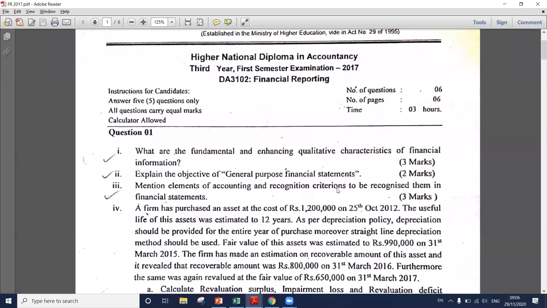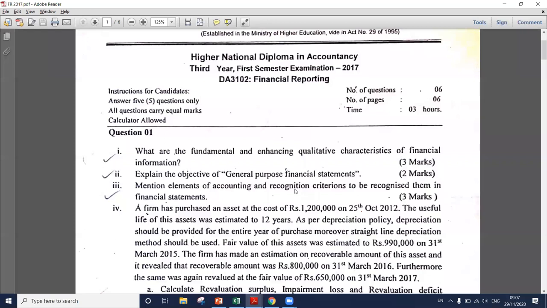Now the recognition criteria. The 2017 answer is no more valid for 2020. With the revised conceptual framework I discussed, it has been changed. Now the recognition criteria are relevance and faithful representation. The fundamental characteristics themselves have been given as the recognition criteria. Relevance and faithful representation.